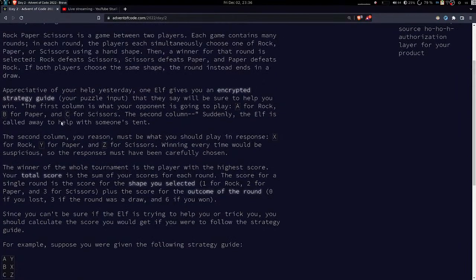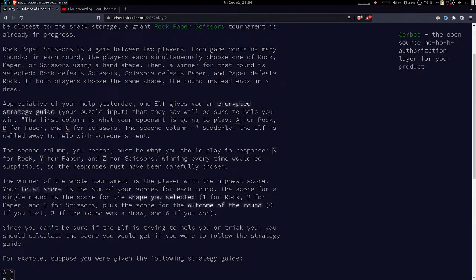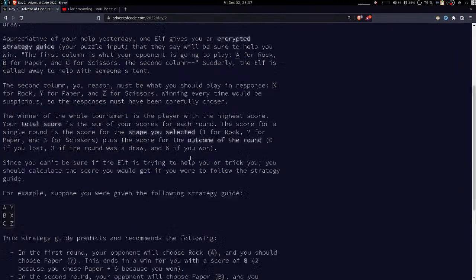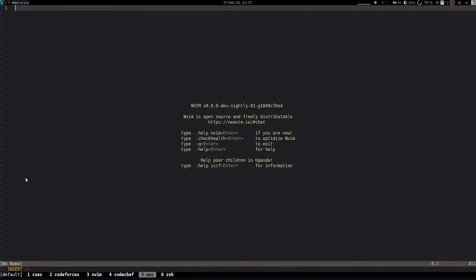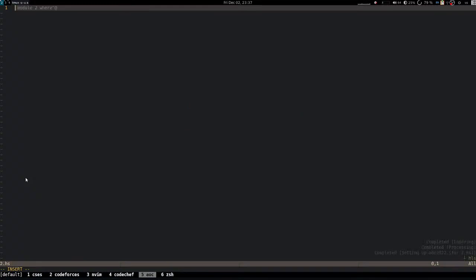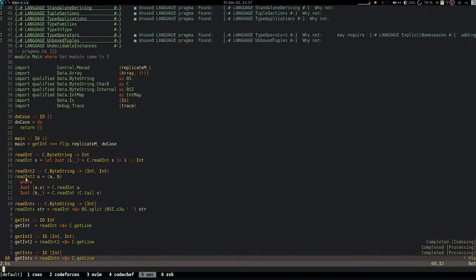Okay, now there is A B C for rock, paper, scissors, and X Y Z for rock, paper, scissors. So I guess ABC is the opponent's and XYZ is ours. Okay, so yeah, looks like a great one. Let's start. Let's go for 2.hs and I'll use my template just in case.